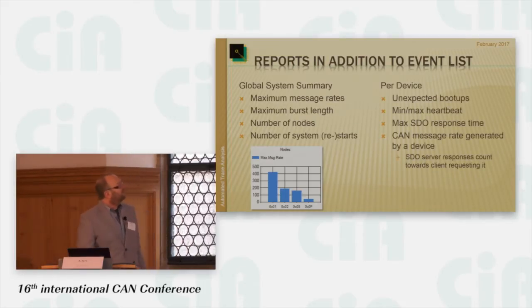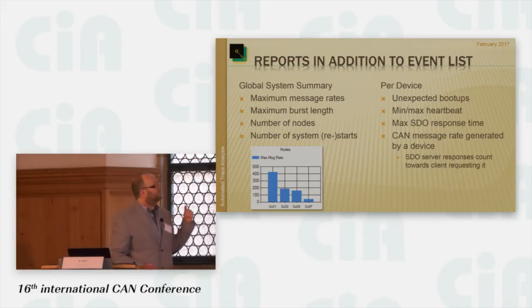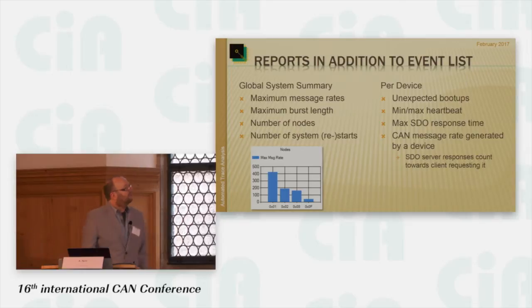Also, besides a global summary, we can do a per device summary. And the per device summary shows us for each and every node on the system, did it have any unexpected boot ups? What was the minimum and maximum heartbeat time? What were the maximum SDO response times? And what's the CAN message rates generated by a specific device?